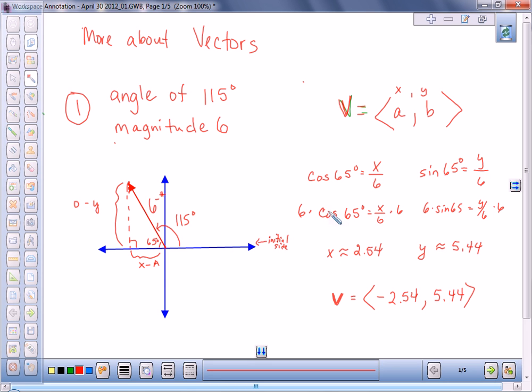If you notice, right here we multiplied by the magnitude times the cosine of the angle. The magnitude times the sine of the angle. So magnitude times the cosine gave us our x, and magnitude times the sine gave us our y. Let's see what happens on the next problem.